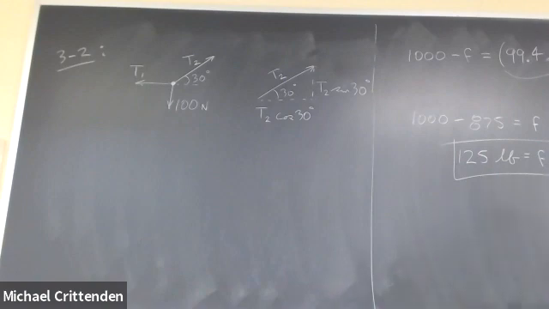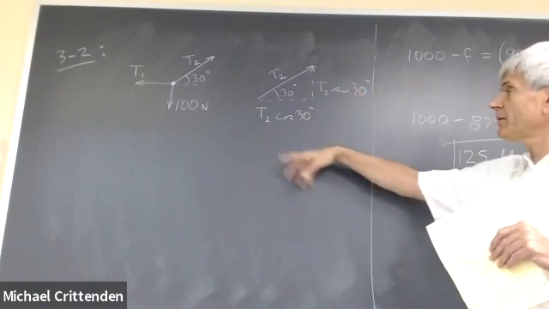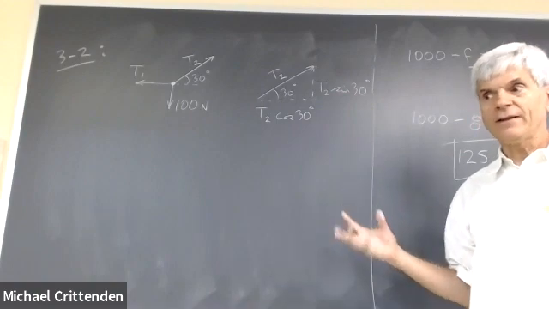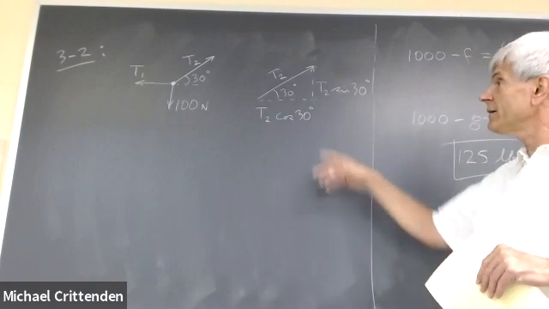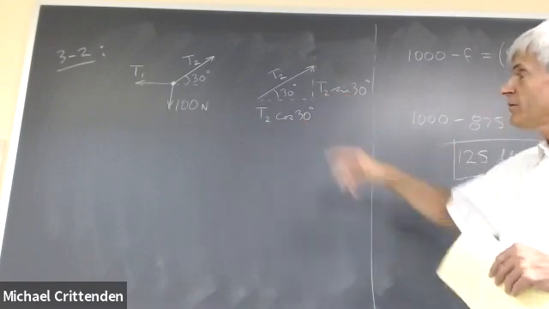A mistake I see once in a while in a problem like this one: people will say 100 times the sine of 30. They just have to have a number. They just can't stand the uncertainty. They can't use a letter. They put 100 times the sine of 30, 100 times the cosine of 30.